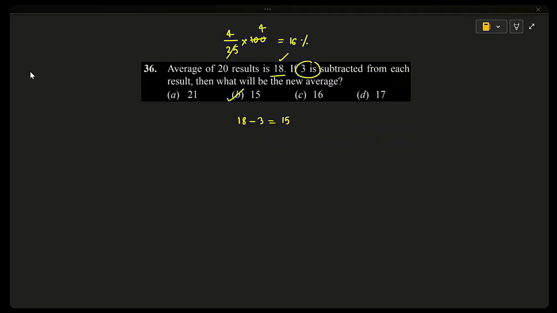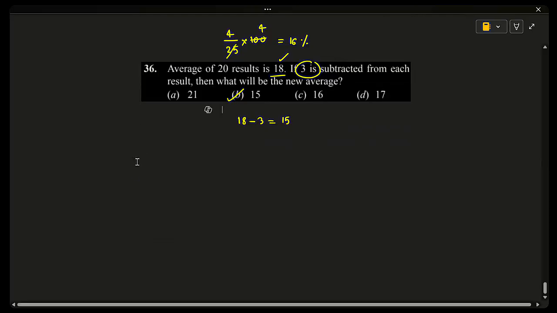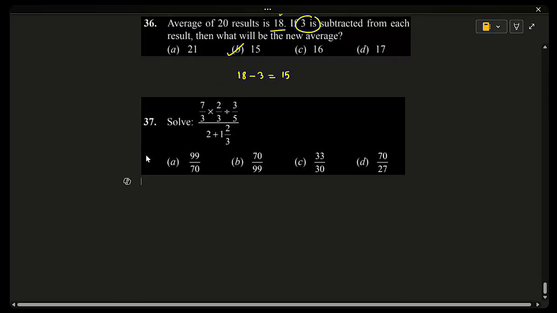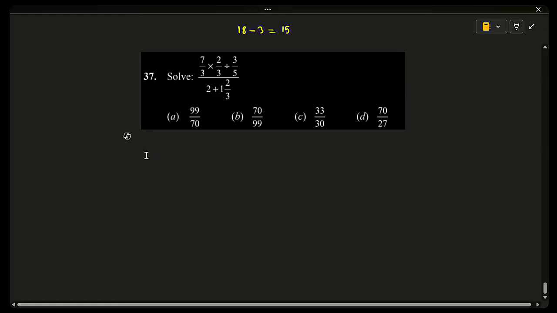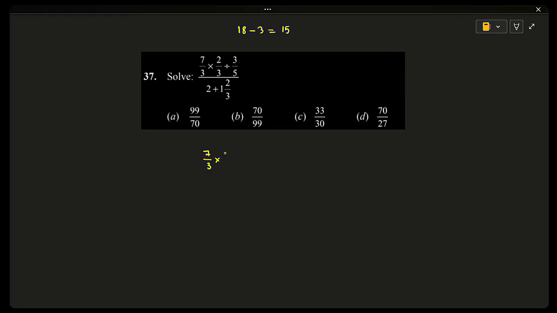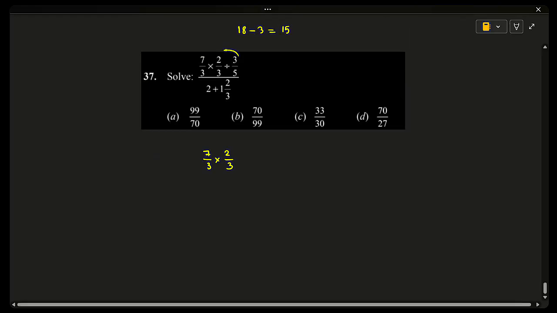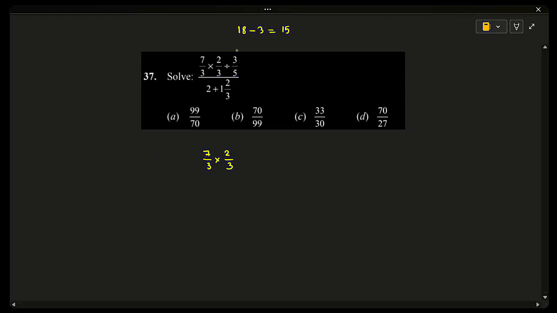37 is simplification. So let's write the numerator: 7 by 3 into 2 by 3. Here we know division of fractions. First one we'll write as it is. Division becomes multiplication, and for the second one we take the reciprocal, that is 5 by 3, divided by 2 plus 1, 2 by 3. We can add the whole parts first: 2 plus 1 is 3, and 2 by 3 you can write. Now let us simplify this. Any cancellations possible here? I think no.